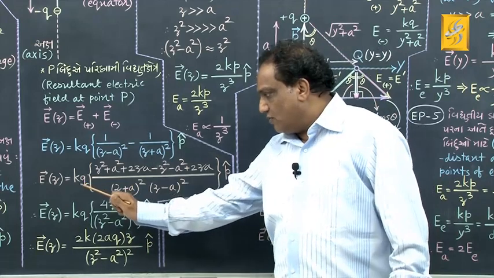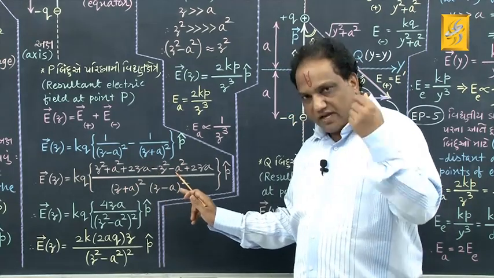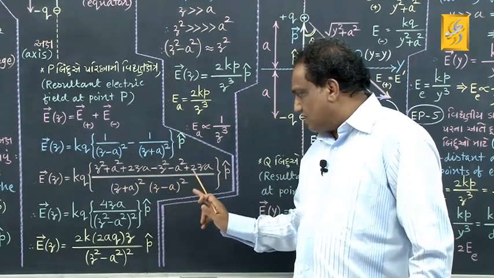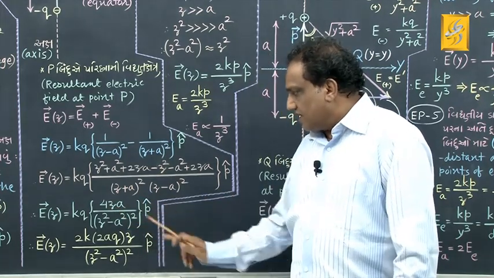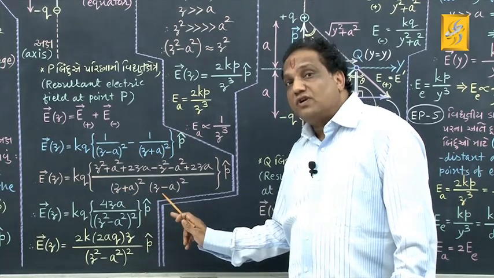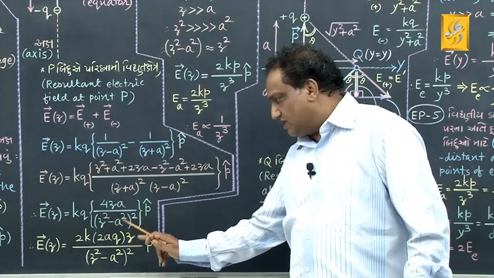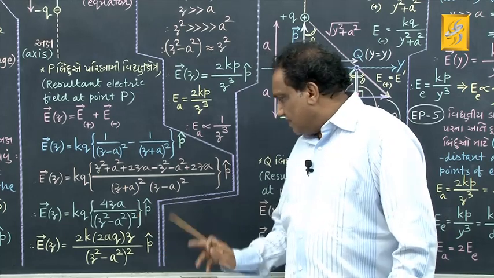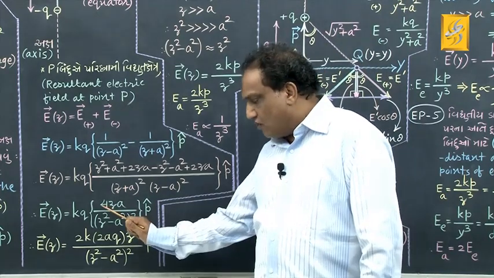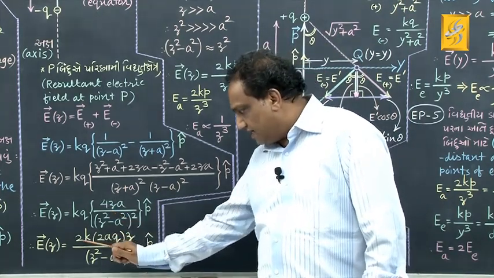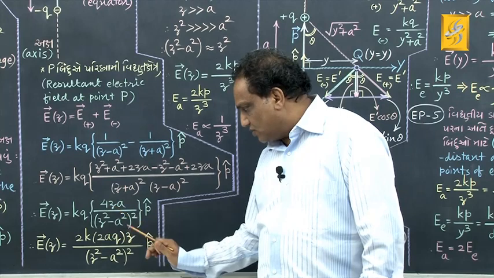Now just simplify, kq as it is. Z square minus z square will cancel, a square minus a square will cancel, 2za plus 2za, totally it is 4za. In the denominator, z plus a into z minus a is z square minus a square, but here it is squared, so I should write z square minus a square whole square. This p hat as it is. Now let me rearrange this. Instead of 4, I just write 2 into 2. This k as it is, q as it is, this a as it is, and z also as it is.